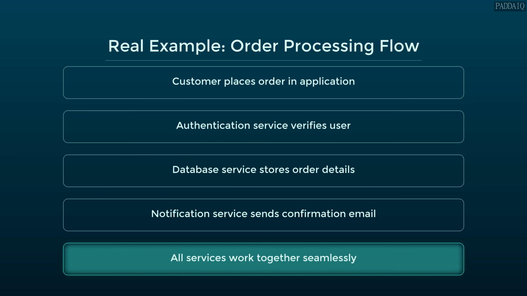All services work together seamlessly. This means different SAP BTP services connect automatically without manual steps. For instance, when a customer order is placed, the workflow service can instantly trigger the database to store it and send a confirmation email. This integrated operation ensures the entire process is smooth and efficient from start to finish.